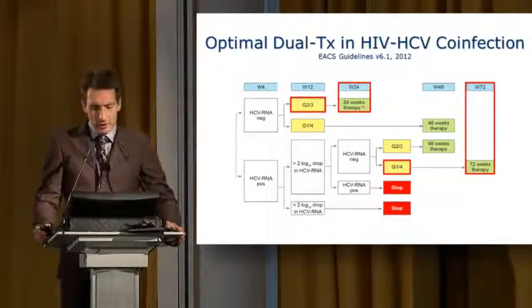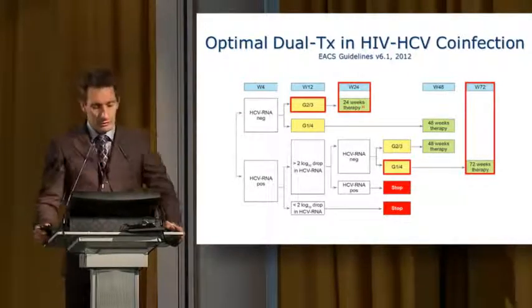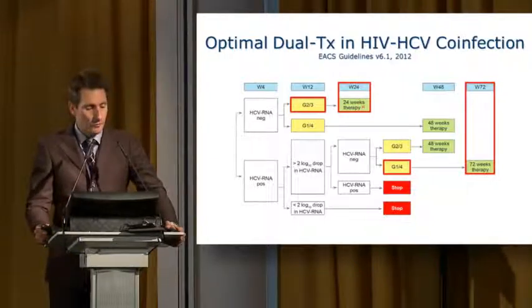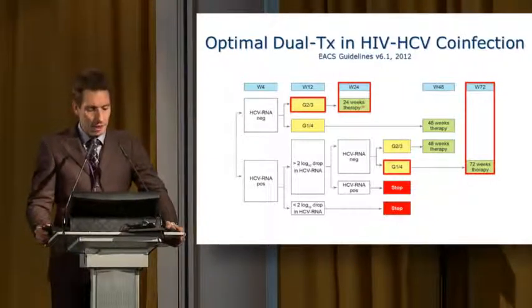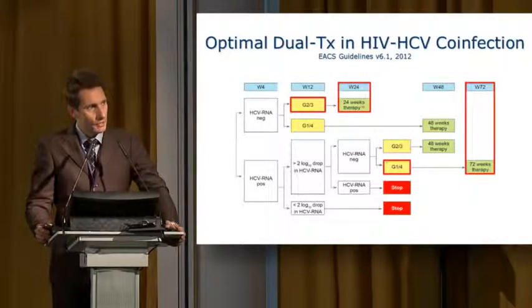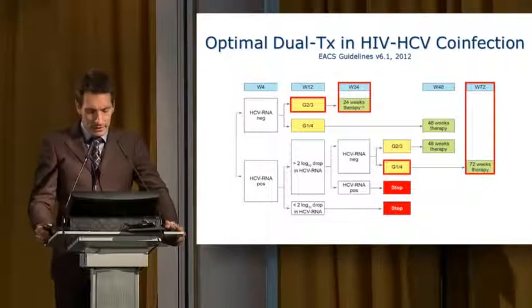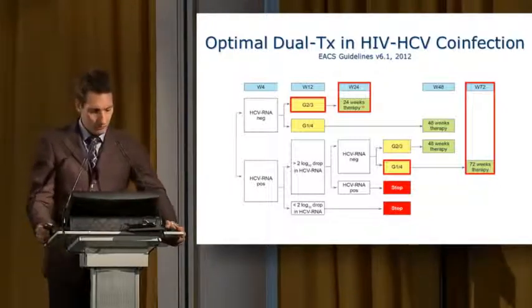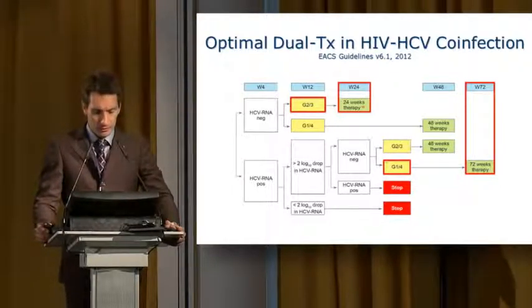So in 2012, the AIDS treatment group wrote up some guidelines on the optimal treatment in co-infection. And as you can see here, stratification goes according to HCV RNA at week 4, because if HCV RNA is negative at week 4, meaning that people are rapid virologic responders, then treatment duration is shorter, especially in genotype 2 and 3 patients. They will be treated only for 24 weeks, except if they're cirrhotics.